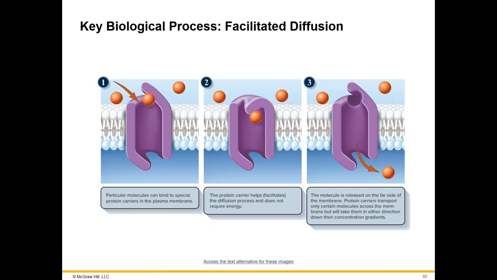So here you can see in step 1 with facilitated diffusion, our particle molecules can bind to special protein carriers in the plasma membrane. The protein carrier will help or facilitate the diffusion process and does not require any energy. And the molecule will then be released on the far side of the membrane. The protein carriers transport only certain molecules across the membrane, but they will take them in either direction, so they could come into the cell or go out of the cell.